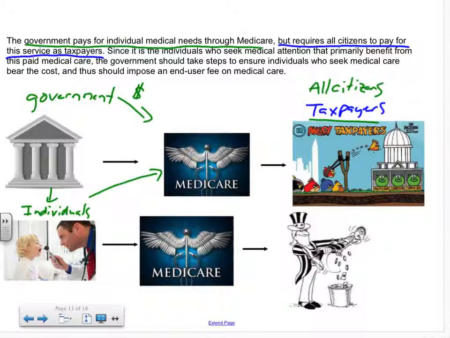So let's underline individuals. The government should take steps to ensure that individuals who seek medical care bear the cost. We'll do this in black. Should bear the cost, and thus should impose an end user fee on medical care. So the second part is saying that individuals rather than everyone.